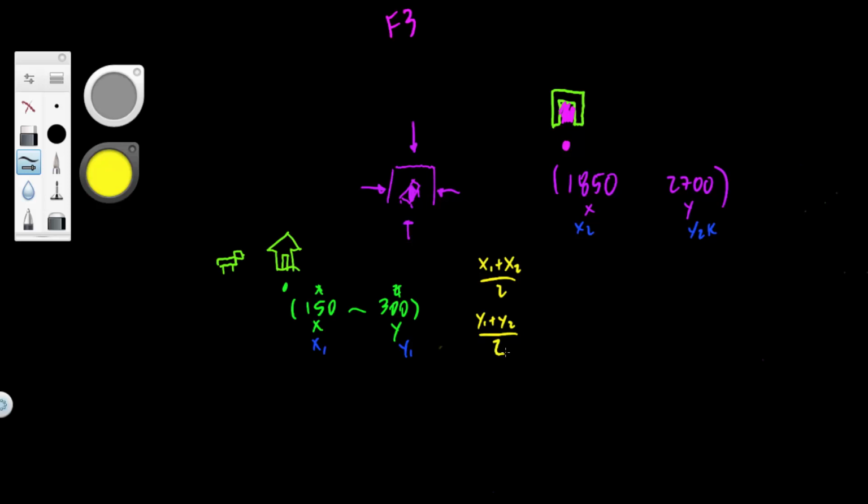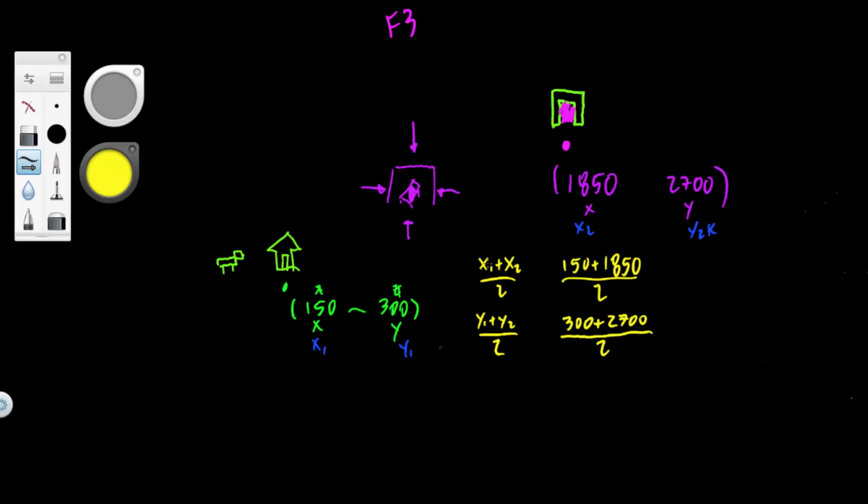It's a little confusing looking at formulas, and that's fine. We're literally just taking the average. So let's start doing it. The average of 150 and 1,850: we've got 150 plus 1,850, and there are two items here, so we divide by 2. And then for the Y values, we've got 300 plus 2,700, divided by 2, because there are two items.